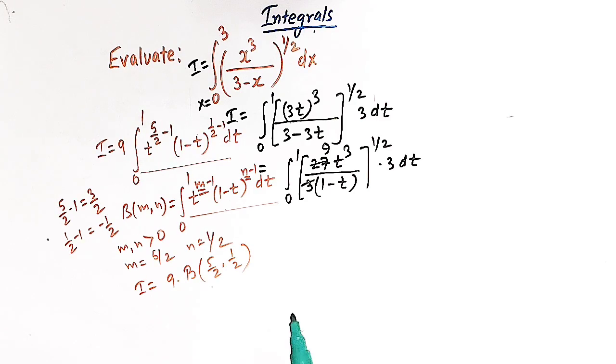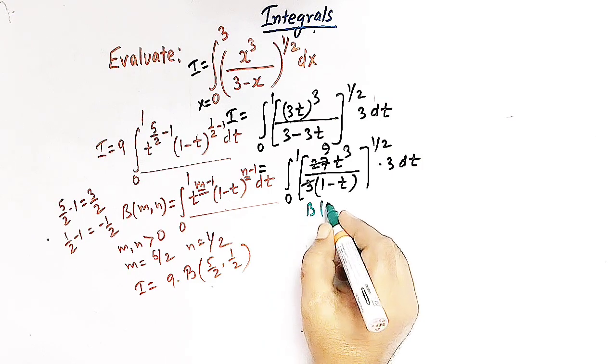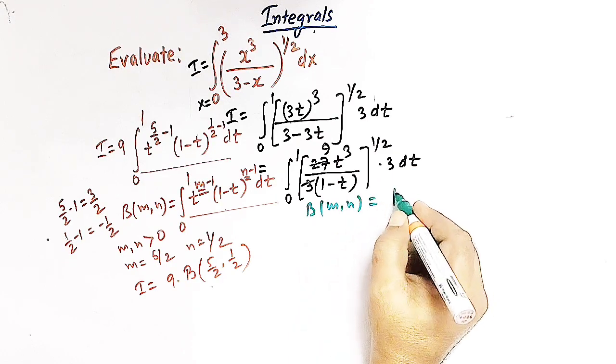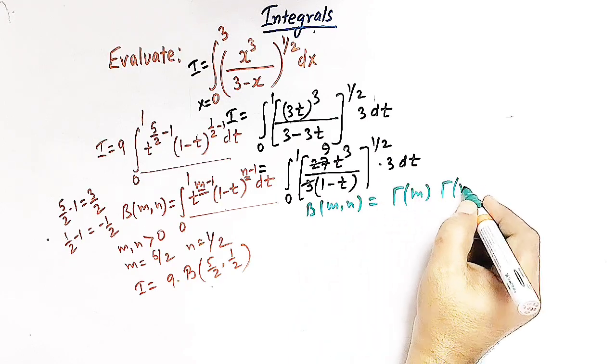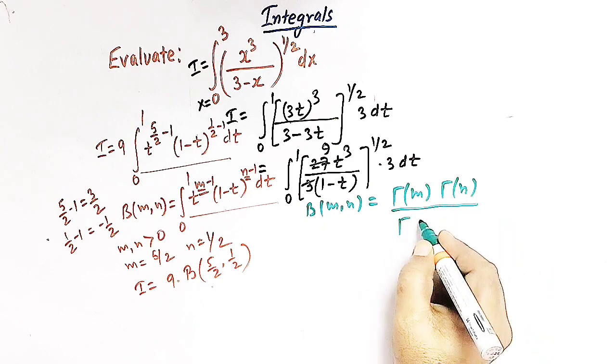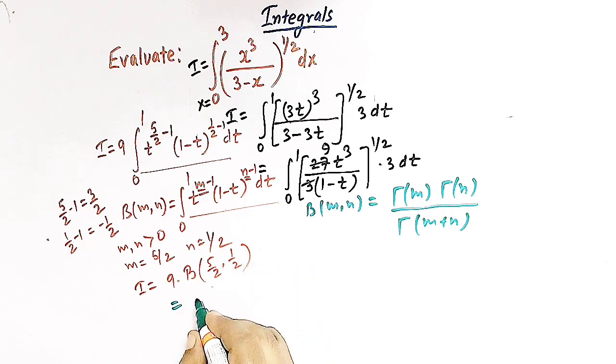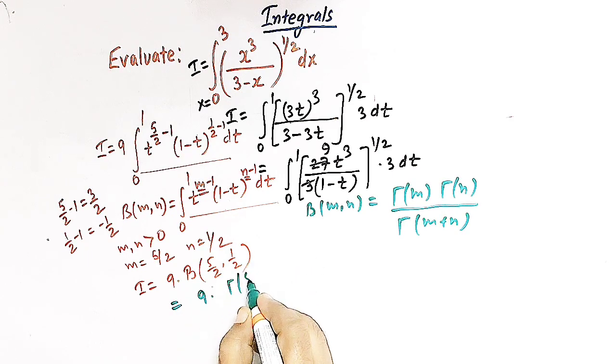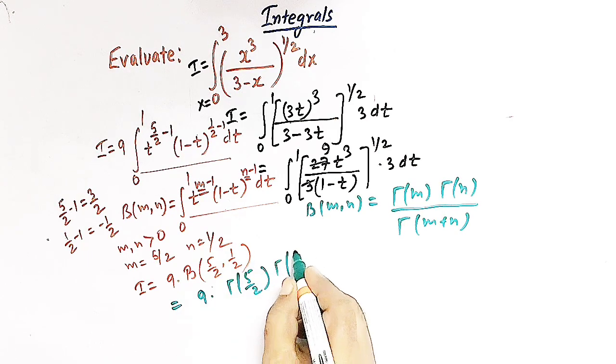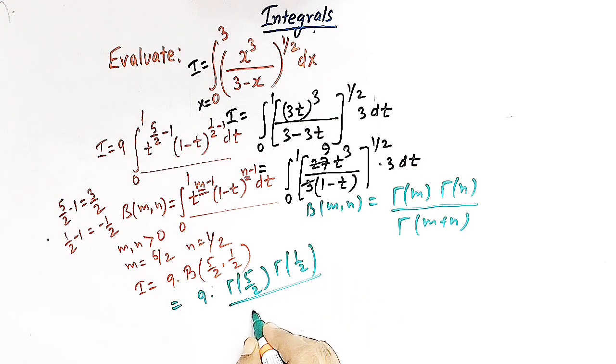So now to calculate the value of this beta function, we can make use of the relation between beta function and gamma function. So beta m comma n is given by gamma m times gamma n divided by gamma of m plus n. So now this expression is now 9 times gamma of 5 by 2, then we have gamma of half, and in the denominator we have gamma of 5 by 2 plus half, right?